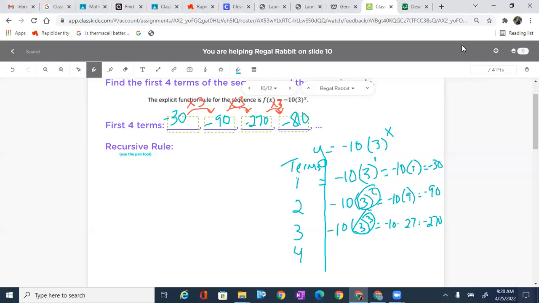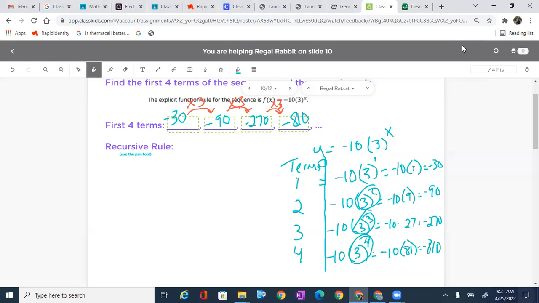However, if you felt comfortable just following the pattern of using the exponential table, we do negative 10 times 3 to the fourth power. 3 to the fourth power is 81, so we do negative 10 times 81, which is negative 810. But we can follow that out.